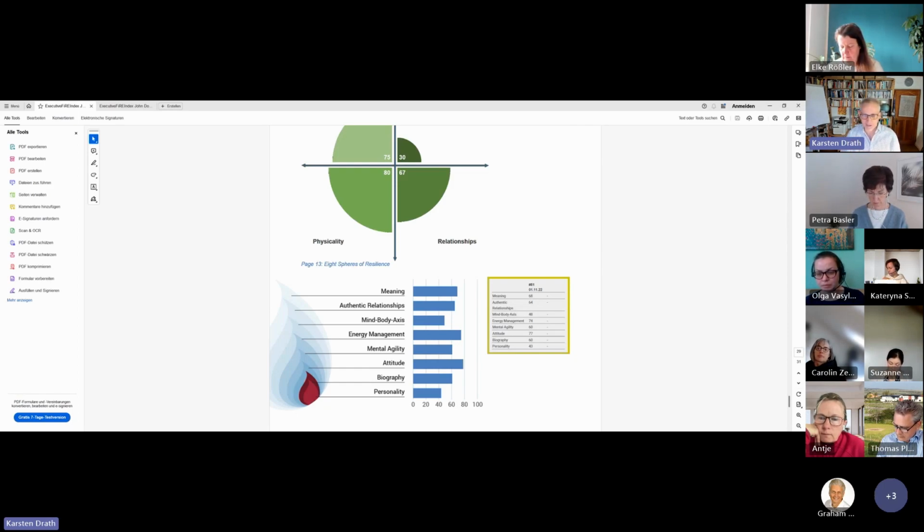So, mind-body axis. Next one would be mental agility and biography, right? Mental agility: we remember from the traits that originality was not very strong. Originality, aka openness for new experiences, is the trait version of mental agility. Here we have the habit version of mental agility, right? So this is how that person could train their capability to deal with unforeseen changes.